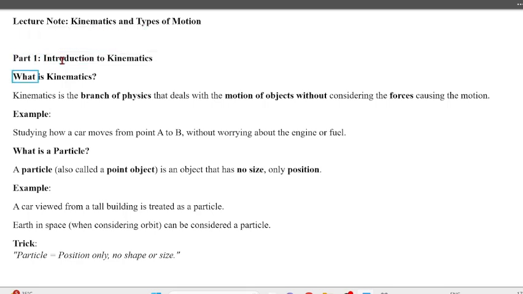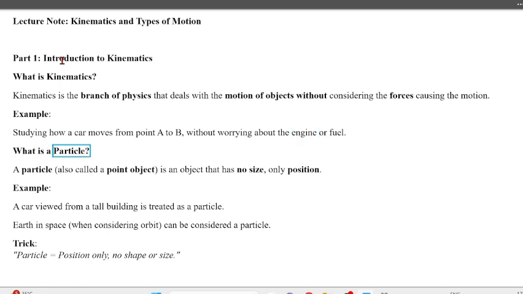Introduction. What is kinematics? Kinematics is the branch of physics that deals with the motion of objects without considering the forces causing the motion. Example: studying how a car moves from point A to B without worrying about the engine or fuel.